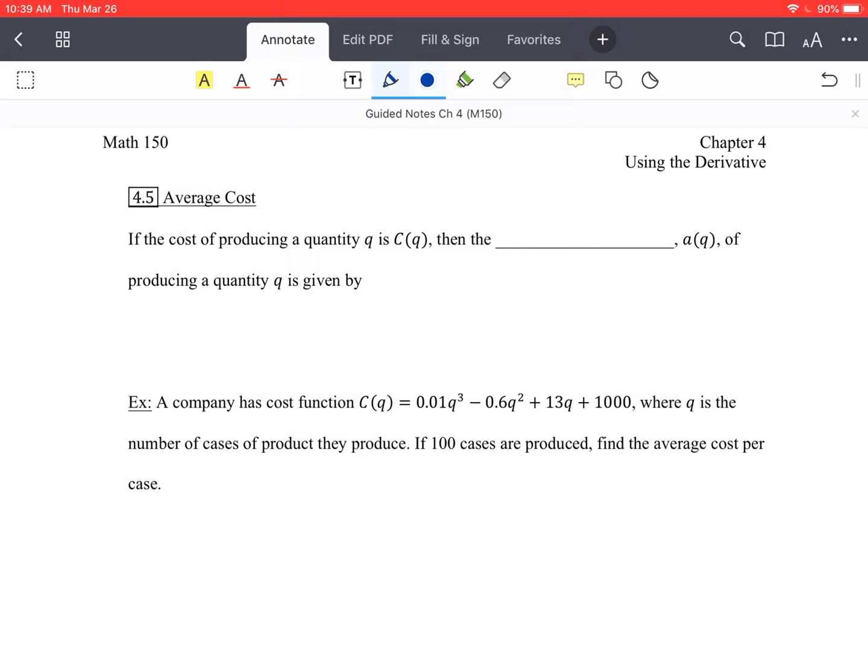Hi everybody, so we're in section 4.5, continuing our discussion on derivatives in business and economics. So this is the section on average cost.